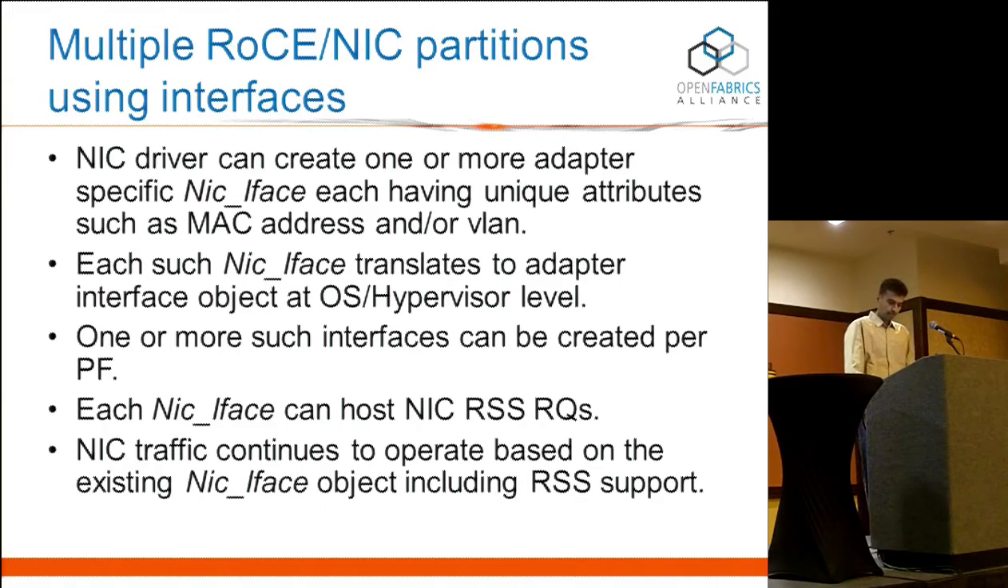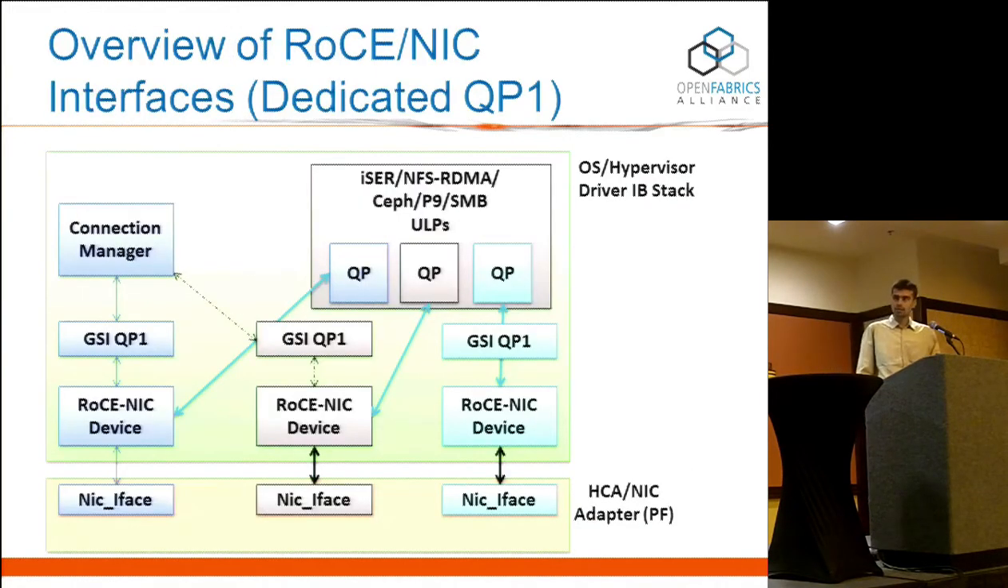When we do that, we have a physical function with multiple NIC interfaces, and what our adapter can do is create one virtual or physical RoCE plus NIC device. When we say RoCE, NIC is always there as a supporting functionality, and every such device can have its own GSI QP1 to establish the connection. And there is one connection management which will take care of each of the GSI QPs.